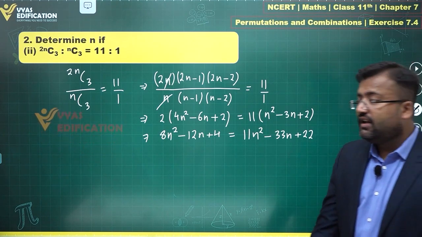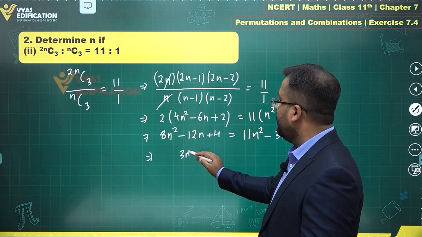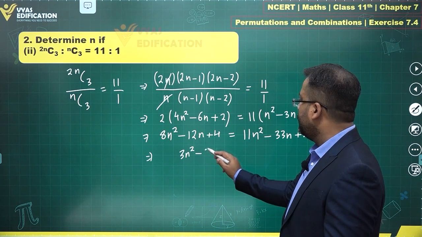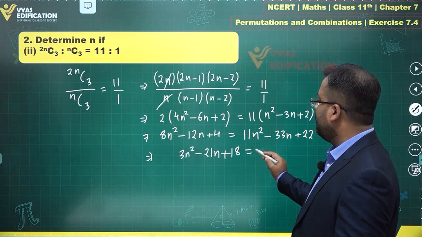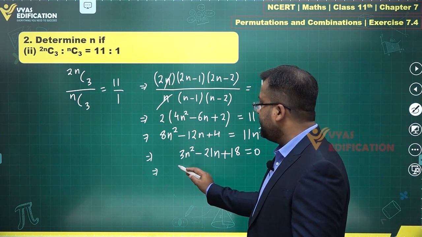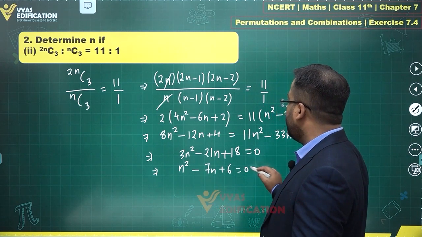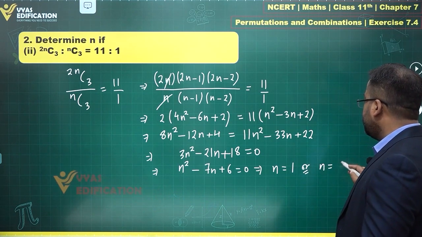This is what you have. After this, let's take everything to the right hand side. This becomes 3n square, 12n minus 33n, what will that be? Minus 21n, and 22 minus 4 is plus 18 equals 0. Dividing by 3, we get n square minus 7n plus 6 equals 0, and this gives me n equals 1 or n equals 6.